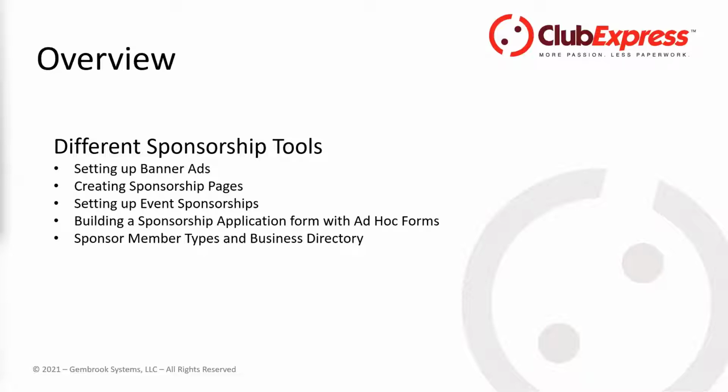And then the last thing we'll go over is if you have a membership type for sponsors, you can set up a membership type so that people can be sponsors just by being a member of your organization. And we'll also show you how to use your business directory to list those sponsor members so that people can log into your website and click on the business directory to see all of the sponsors that are currently working with your organization.